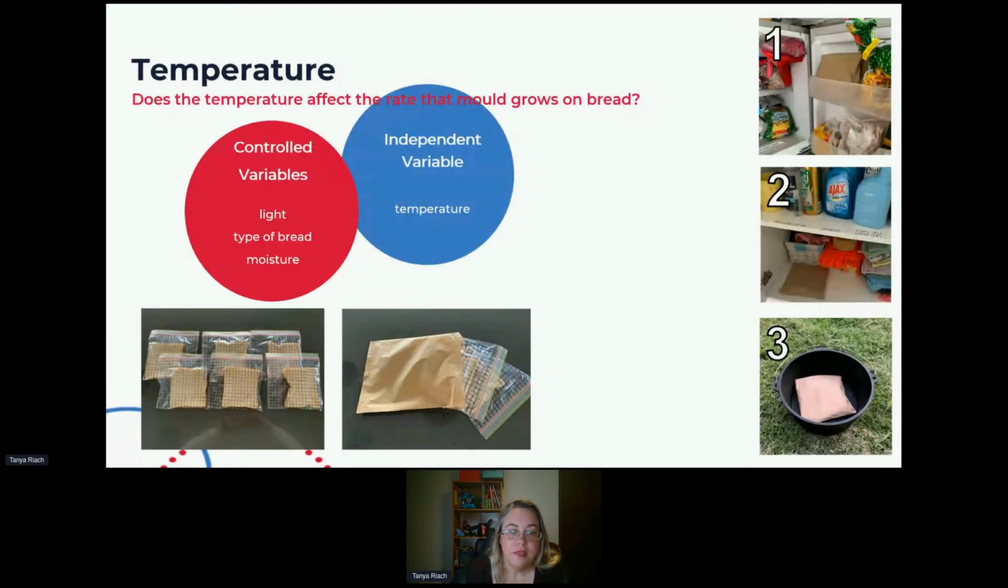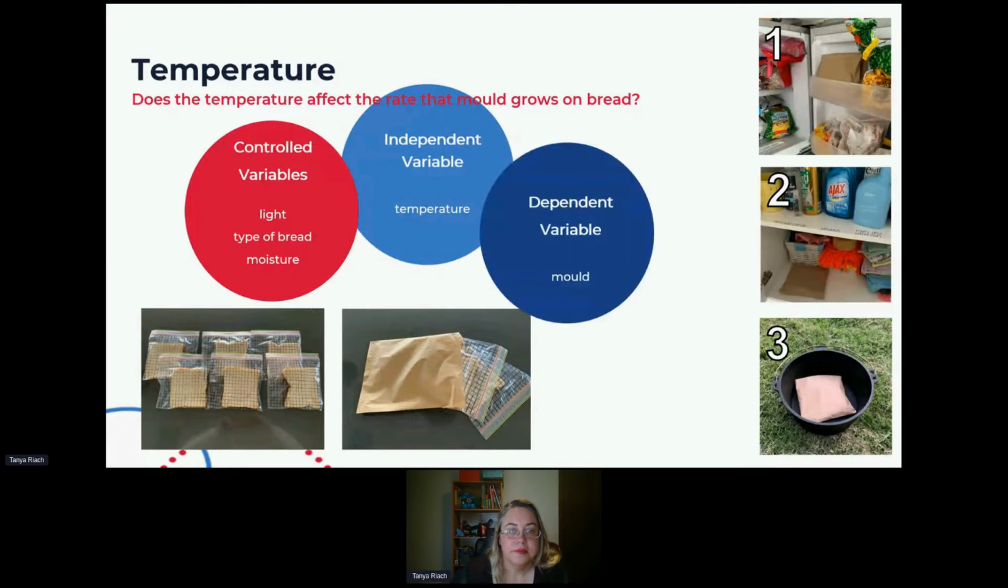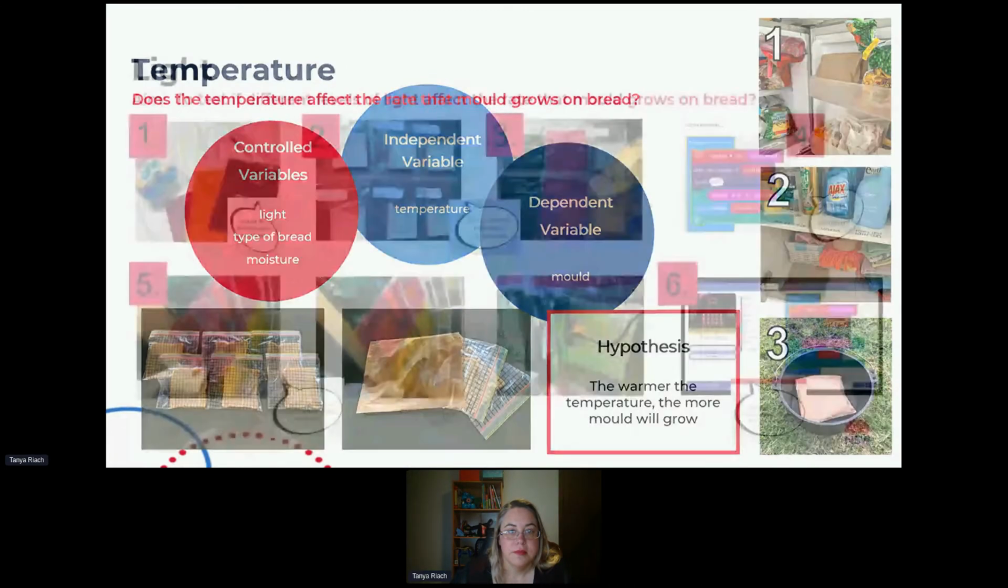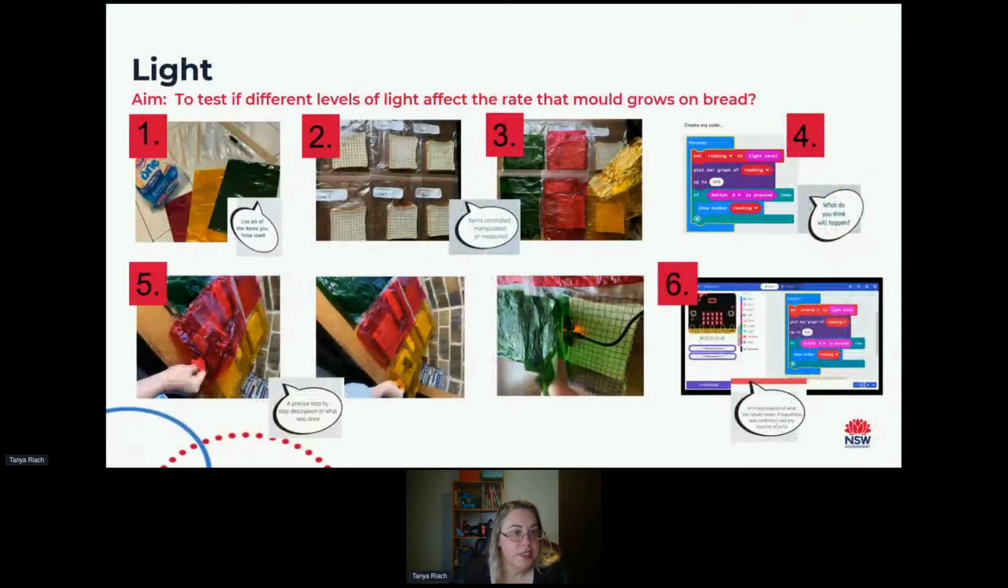Now, a different one was testing the light level. So again, we had the bread in the same place, and you'll notice that we used cellophane to be able to change the color of the light, and that actually then changed, with the microbit, the light number that we received.